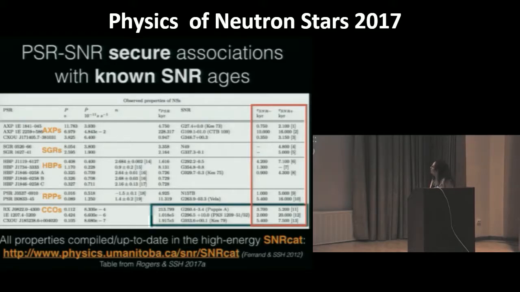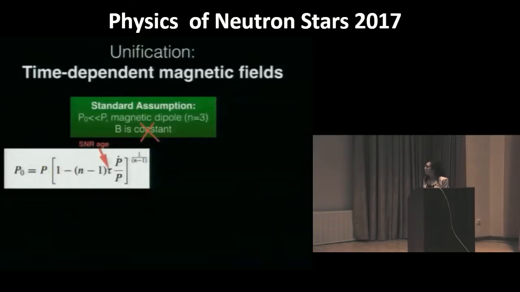So one thing to note is the huge age discrepancy, as you all know, in CCOs between the characteristic ages of pulsars and their much younger supernova remnants. Another interesting one is the anomalous X-ray pulsar 2259 in the supernova remnant CTB 109, where the characteristic age is also way higher, orders of magnitude higher. So you remember this formula that I showed at the beginning of my talk, which makes the assumption that the magnetic field and n are constant.